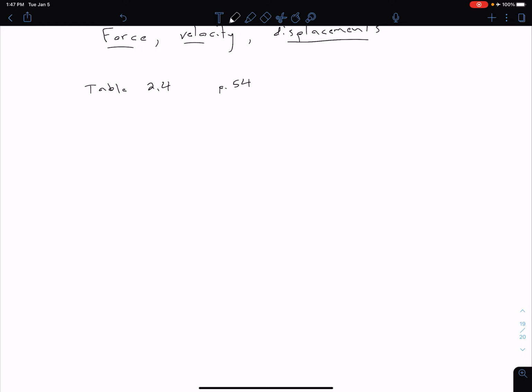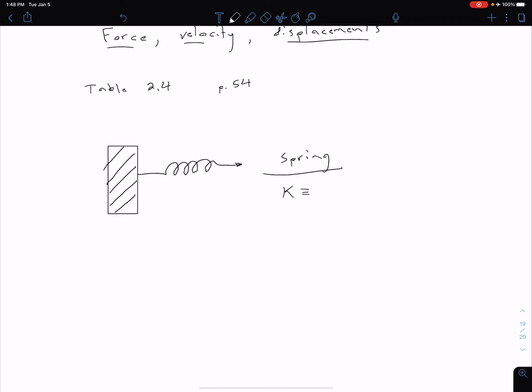The first one is our spring. Let me put a little wall or a fixed place here, and we can connect a spring to this. For our spring, the key value that we're going to be dealing with is our capital K, or our spring constant. In some ways we can say that our spring is analogous to our capacitor in electrical systems.